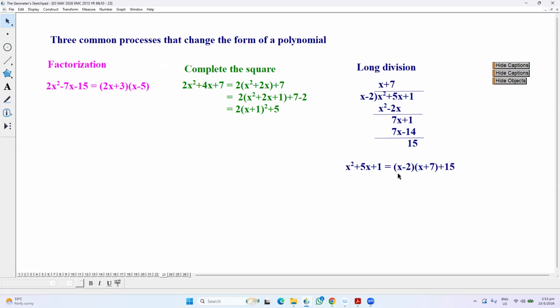Here we change the form, we get the remainder. So the 3 processes change the form to provide new information.